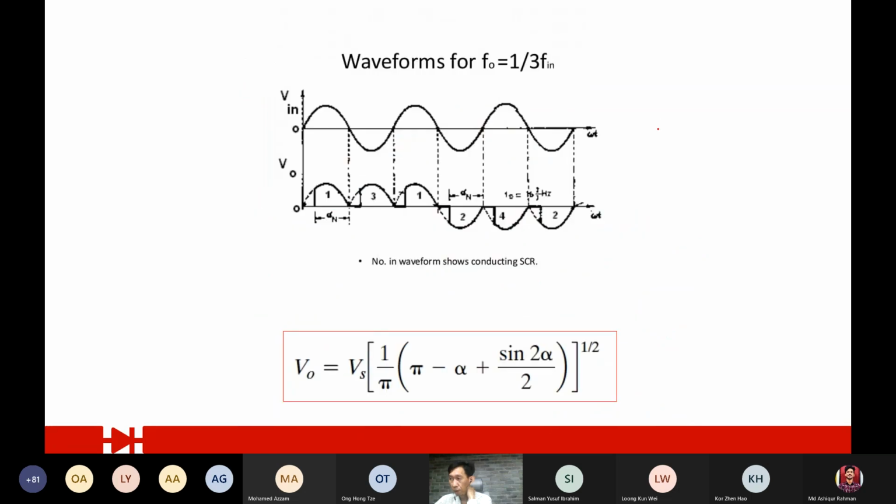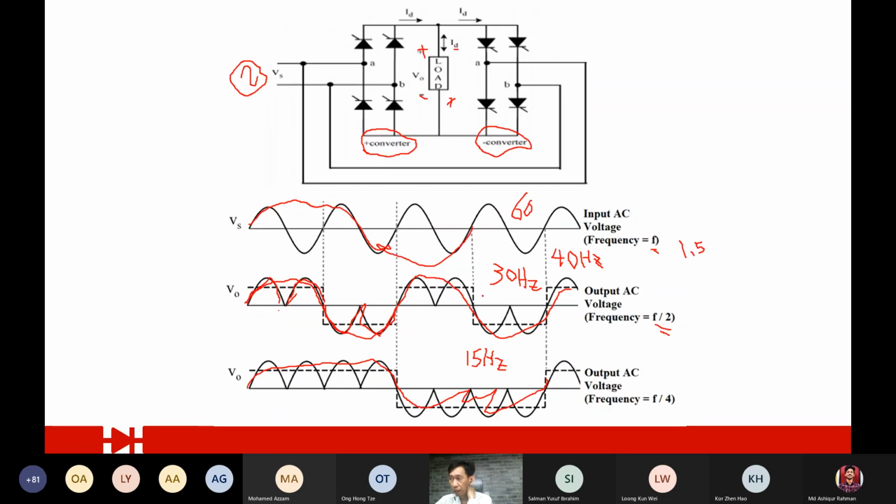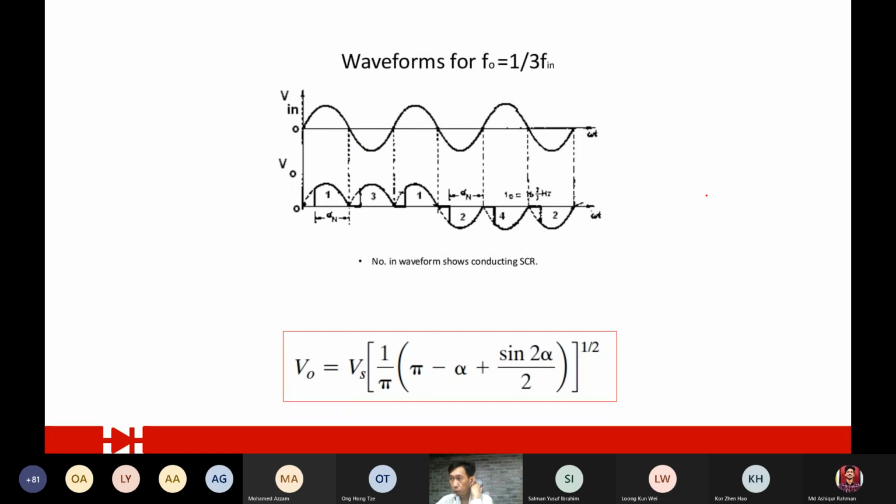Now we know that this is the way that we control the frequencies, by reducing the frequency. Remember, a cycloconverter reduces frequency; it won't be able to increase the frequency. So you have to be very careful about the application that you use it for. Now, how about controlling the power?